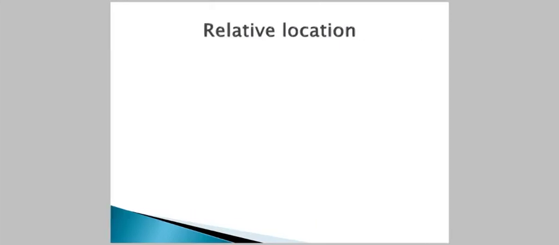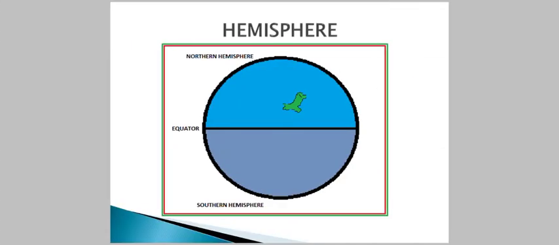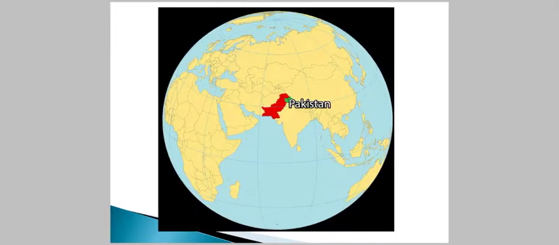Now coming toward the relative location. In relative location, we always start from the hemisphere. The equator is an imaginary line which divides the whole earth into two parts. The one in the north is known as the northern hemisphere, and the other which is in the south is known as the southern hemisphere. So Pakistan is located in the northern hemisphere. This is another map which shows Pakistan's location in the northern hemisphere.